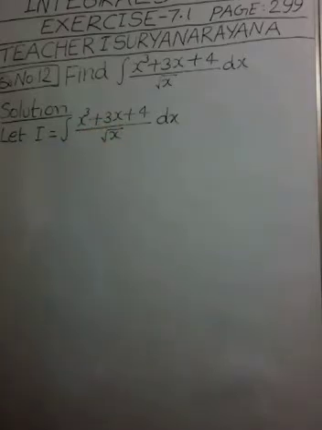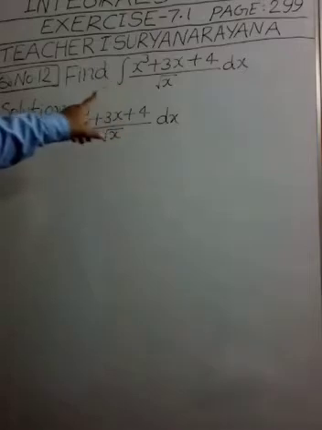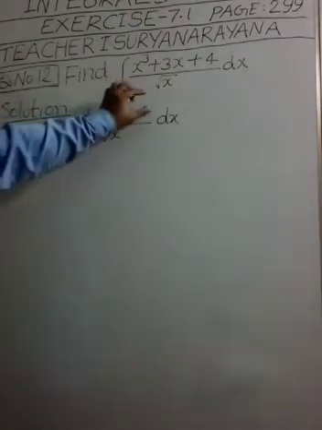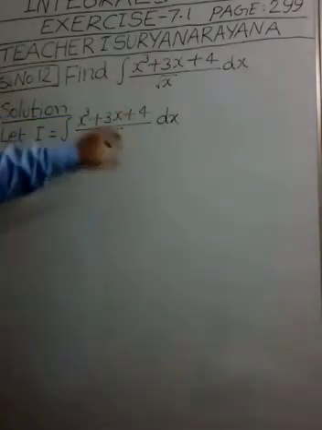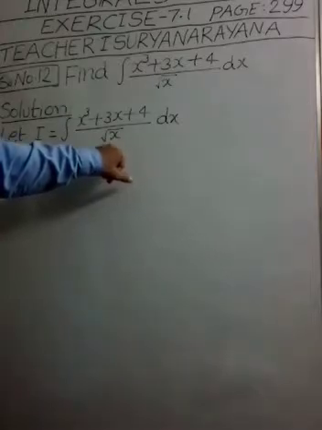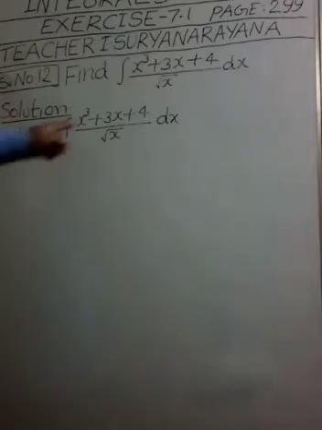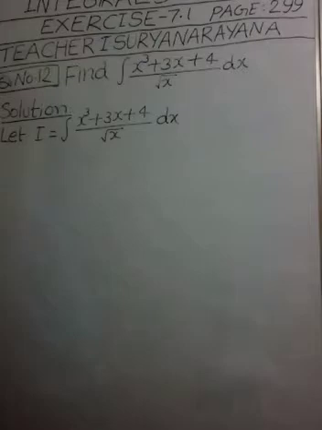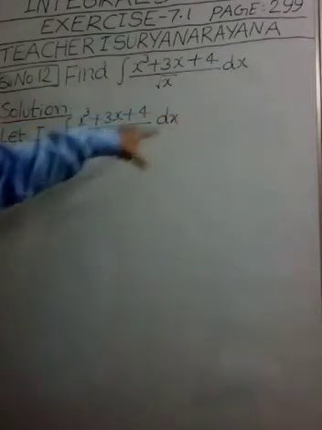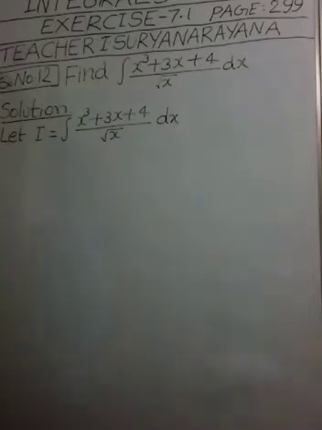Understood this first step, my children? Right. Now, if you observe this integrand, here the numerator is an algebraic expression divided by a monomial. Root x is a monomial. As we followed for the previous questions, here also we follow the same procedure. So we divide each and every term by this monomial.